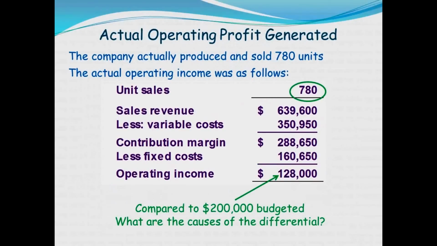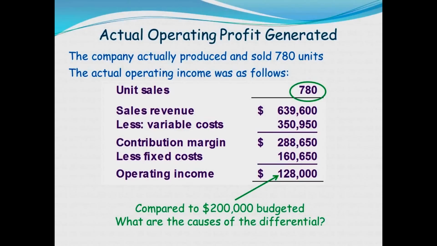They came up short. They only sold 780 units. So their revenues, these are all given. The end of the period, they can count, right? They earned $639,600 in revenues. That was actual. Their variable costs, at the end of the period, they can count. $350,950. The contribution margin was $288,650. The fixed cost, remember, was supposed to be $150,000. It was $160,650. So their income was $128,000 compared to the $200,000 that was in the master budget.